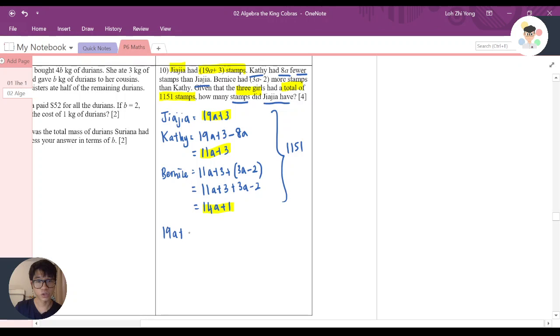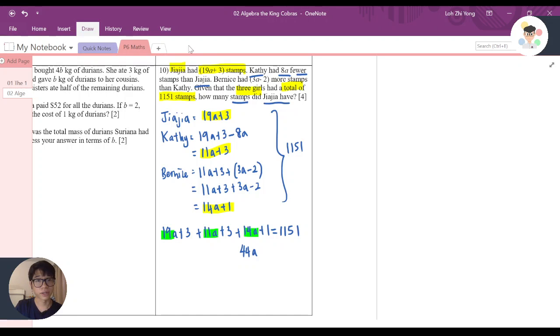19A plus 3 plus 11A plus 3 plus 14A plus 1, and that's equal to 1151. As you know, we have been practicing, we need to put the like terms together. You can actually arrange it, no worries. Or you actually can straight away add it together. So 19A plus 11A plus 14A, that's equal to 44A, okay? 44A.